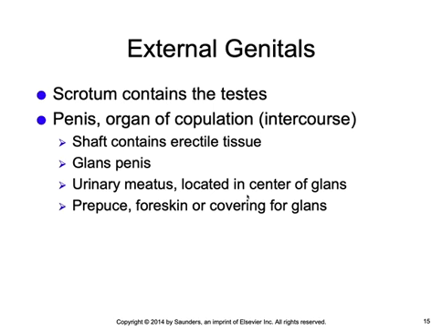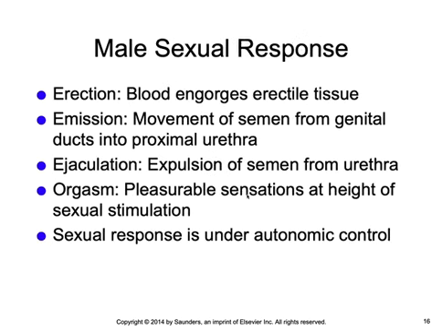The shaft contains the erectile tissue, as does the glans penis, which is the tip of the penis furthest from the body. The urinary meatus is in the center of the glans, and the prepuce or foreskin covers the glans and is sometimes removed in a process known as circumcision for hygienic reasons or for religious reasons, sometimes both. In an erection, blood engorges the erectile tissue. This, of course, is facilitated by parasympathetic input.